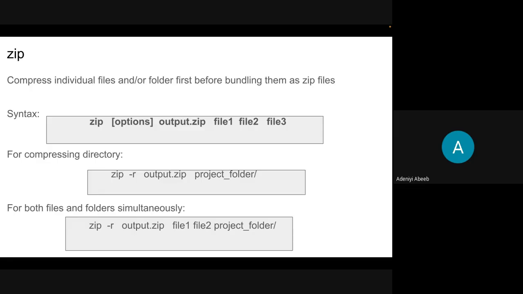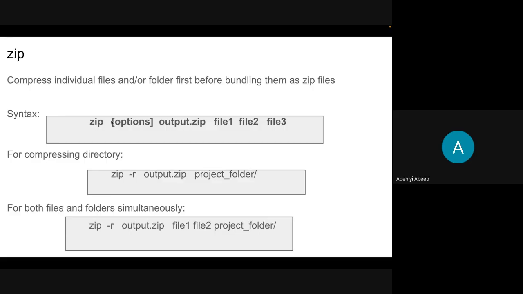But there is an order in how it does it. The first thing it's going to do is compress. Let's say you are trying to zip more than one file and or folder at the same time. It's going to first compress all of them before bundling them together. I'm not sure whether you understand. And this is the general syntax.